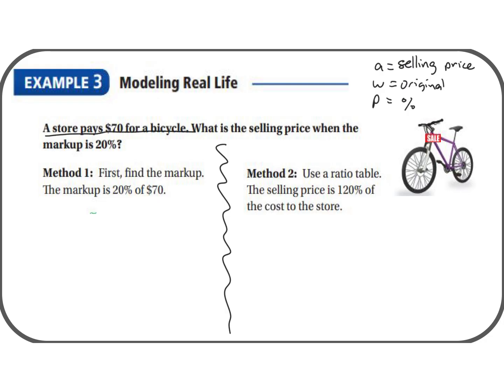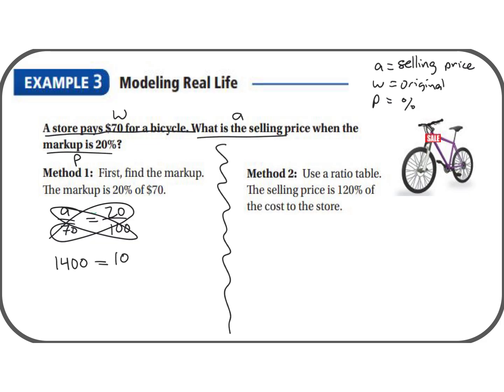So a store pays $70 for a bicycle. That's how much the original cost of the bike was, 70 bucks. The selling price, I don't know, but my markup, I do know, is 20%. That means the store is going to increase the price by 20%. Okay, so first step, I'm going to do just like we did before. Okay, A over 70 equals 20 over 100. We're going to cross multiply that through. I get 1,400 is equal to 100A.